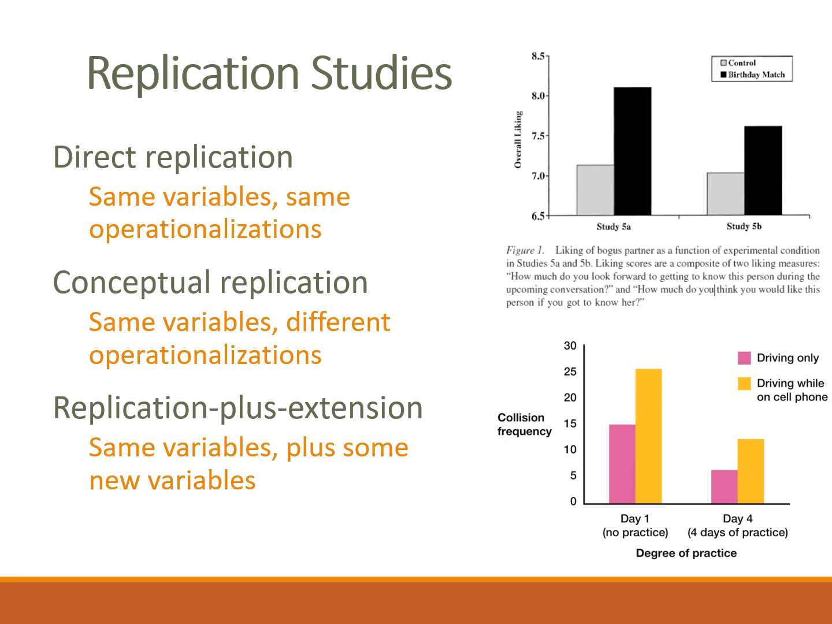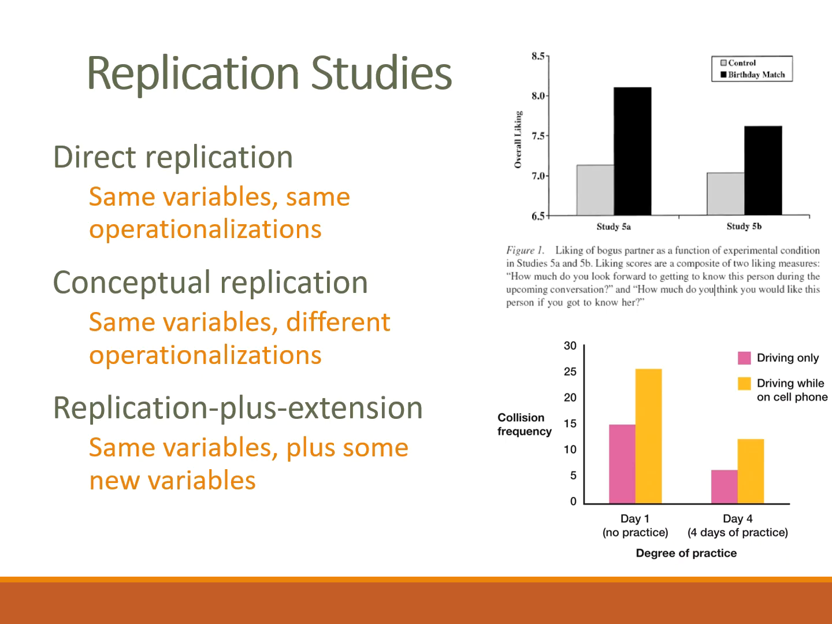So for example, the initial study might have looked at the effects of driving on a cell phone on collisions in a particular sample. They manipulated whether someone was randomly assigned to drive without a cell phone or drive while on a cell phone in a simulator, and they recorded the number of collisions. And this was the initial study. A replication plus extension might do that same study, but then also, after people have practiced for 3 days, have them do it again.